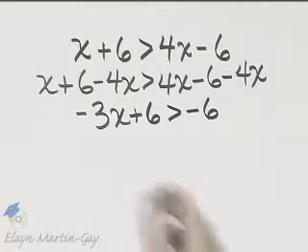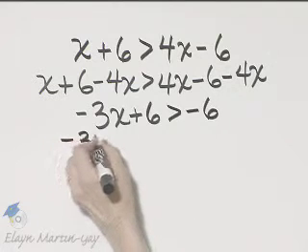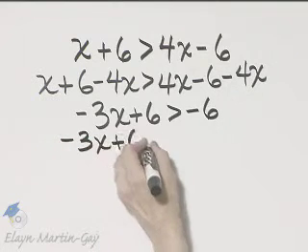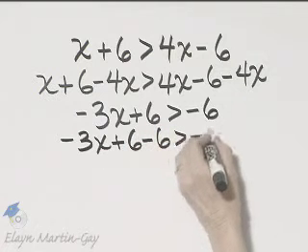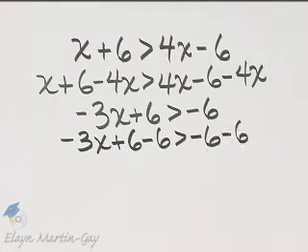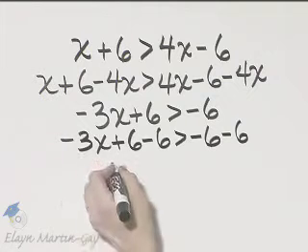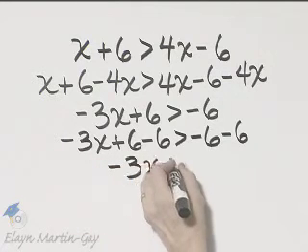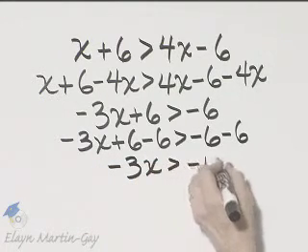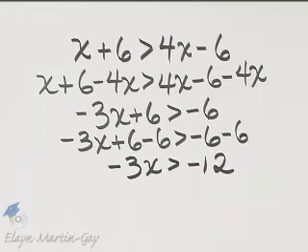Now let's subtract 6 from both sides. So here's my left side, and I'll subtract 6. And here's my right side, and I'll subtract 6. So the left side, I have negative 3x is greater than negative 12. And how do I finish solving?